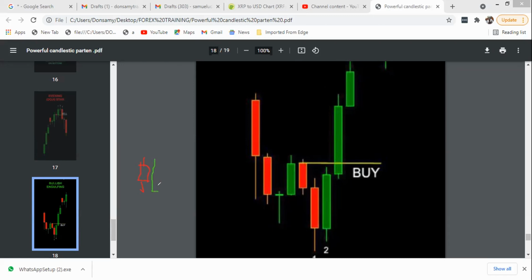is if another green candle covers both the wick of the red candle, which is here, and the body, we call it engulfing. It has engulfed the previous red candle. What this shows you is that this market is going to uptrend.